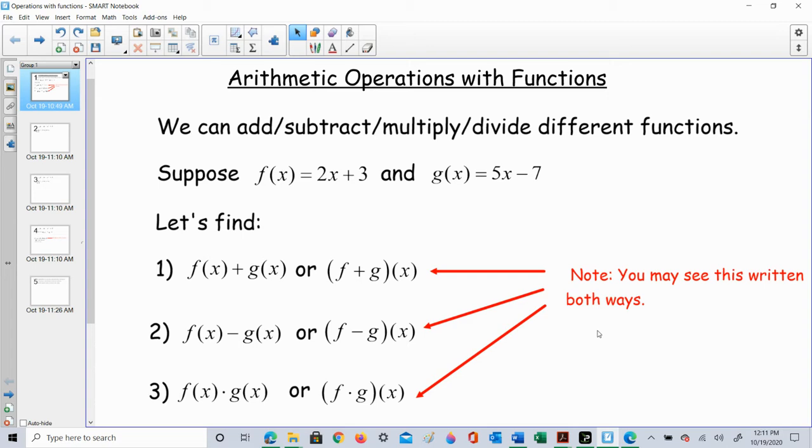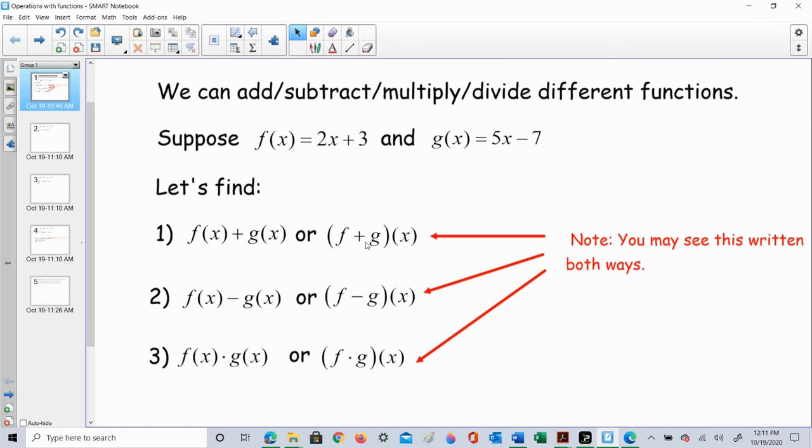So, what do we got to talk about now with functions? Arithmetic operations with functions. We can add, subtract, multiply, or divide different functions. Suppose f of x is equal to 2x plus 3 and g of x is 5x minus 7. We're going to see how we can find f of x plus g of x, or f plus g of x. There are two ways to write this, like this and like this. They're both the same, and you will see them both ways. Neither one is more correct than the other, but both ways are written in mathematics.